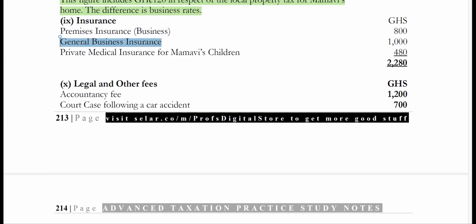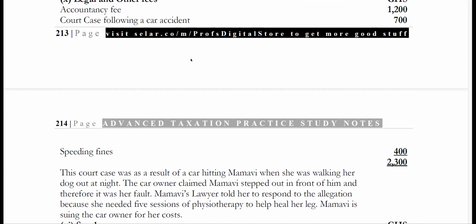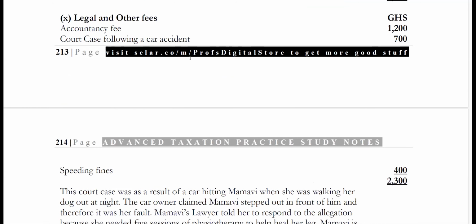General business insurance, allow. But she has private medical insurance for her children. Should it be allowed? No. Legal and other fees. She paid accountancy fees to her accountant. Yes, allowed. Court case following a car accident. Disallowed. Allow or disallow? Disallowed.